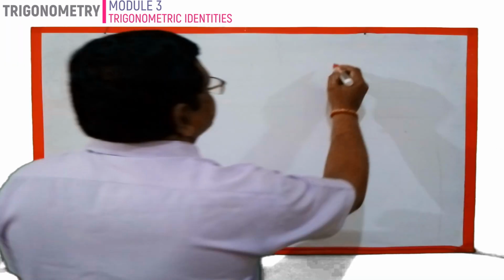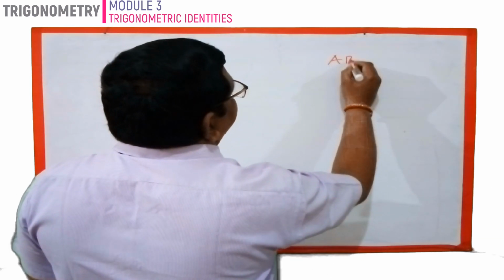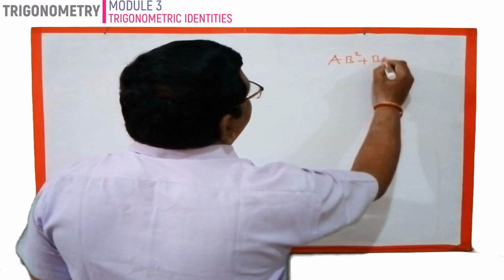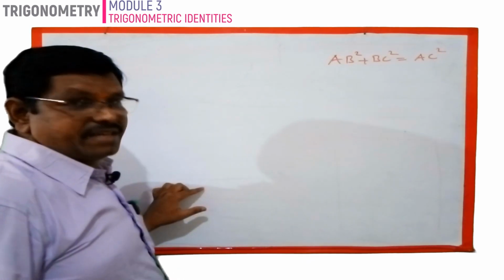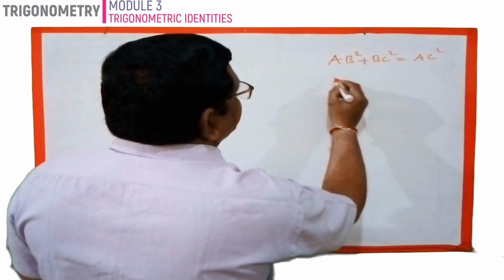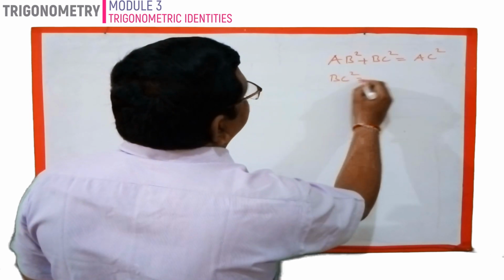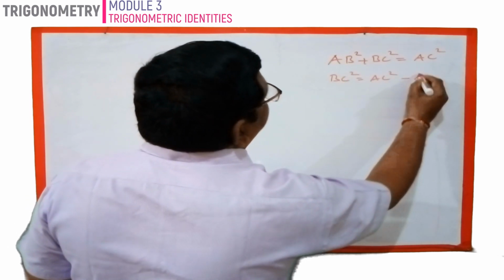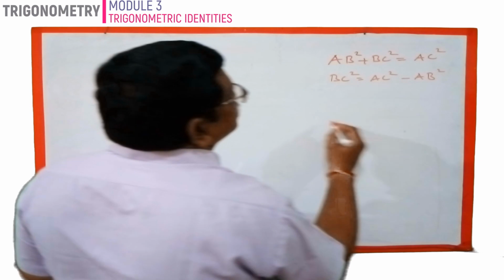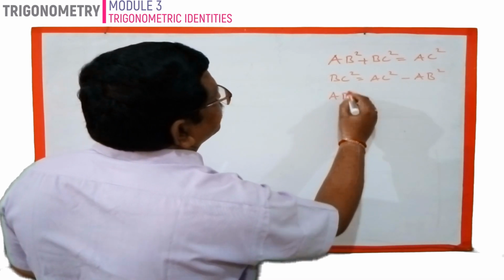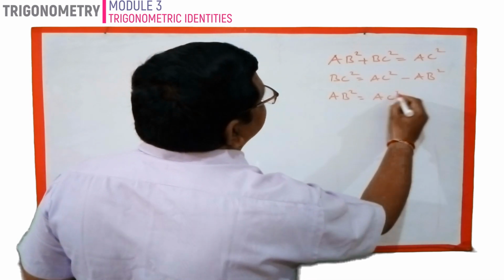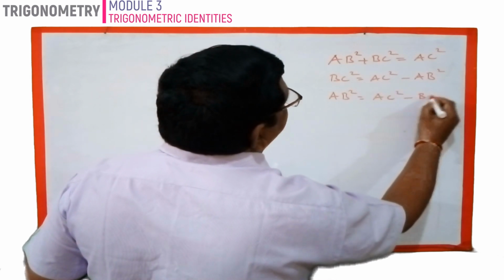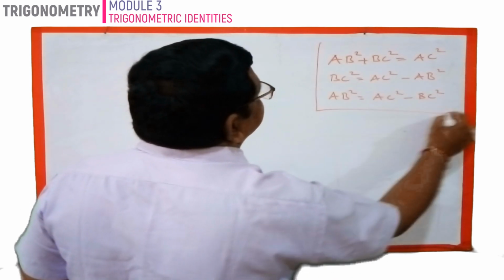As we have the result that AB square plus BC square is equal to AC square according to Pythagoras theorem, from this what we can say is BC square is equal to AC square minus AB square. Similarly, if you want AB square, take BC square to the other side, so you will get AC square minus BC square. Now we have these three results.